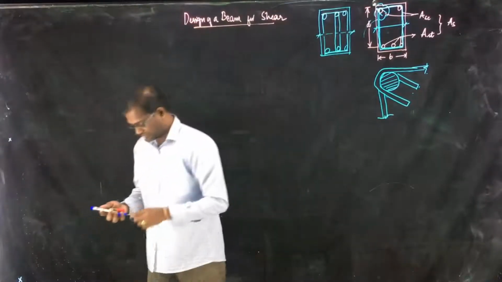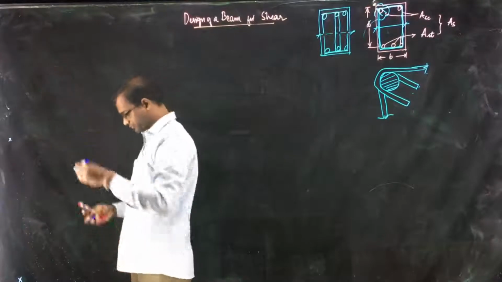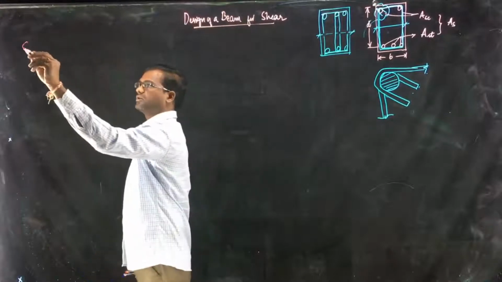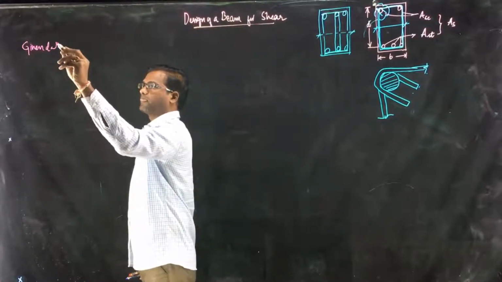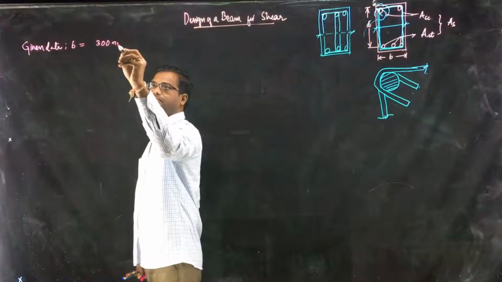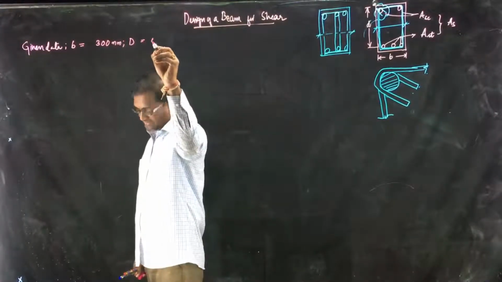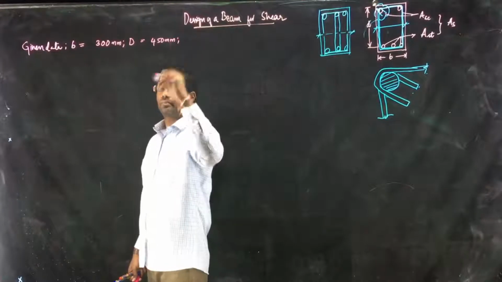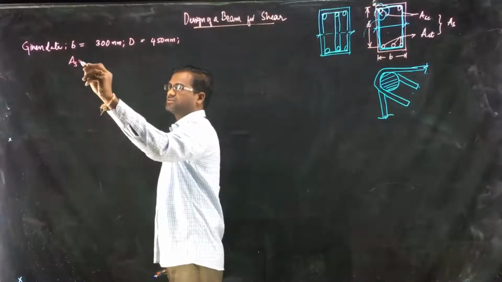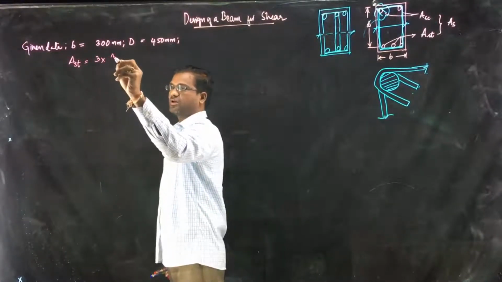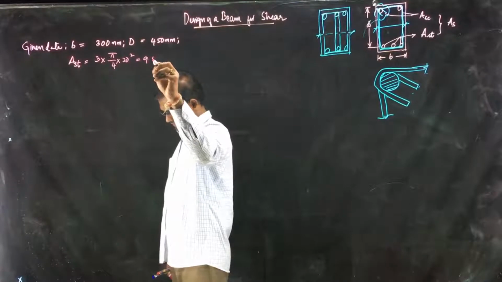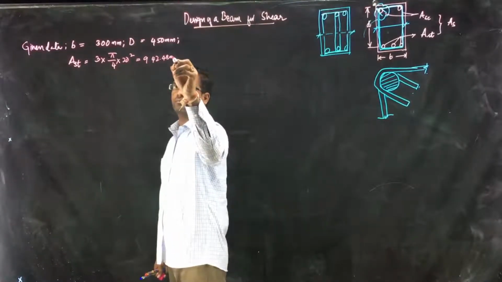So we will start the problem. Now, given data: breadth is given as 300 mm, steel AST is given as 3 bars of 20 mm diameter, so this comes to 942.48 mm square.